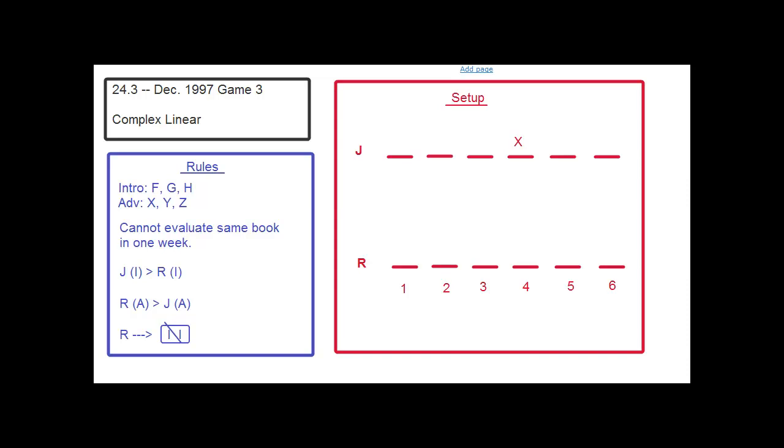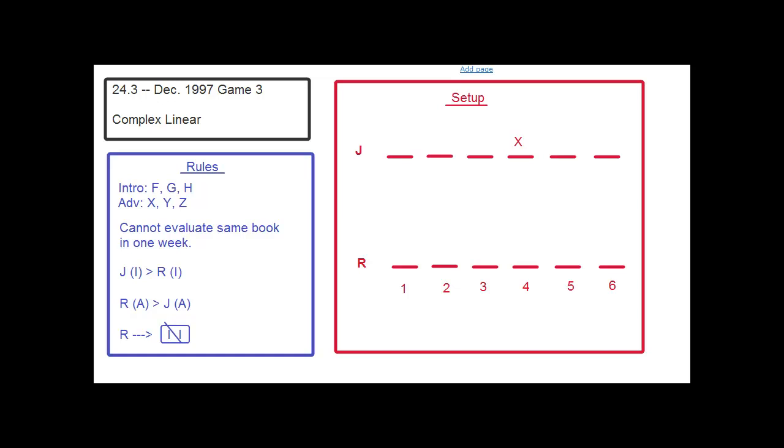All right, let's look at Prep Test 24 Game 3, which is from December 1997, so the third game from that test. This is a complex linear game where they give us 6 textbooks and they want us to put those textbooks in order for 2 different editors. One editor is Juarez and the other editor is Rosenberg.